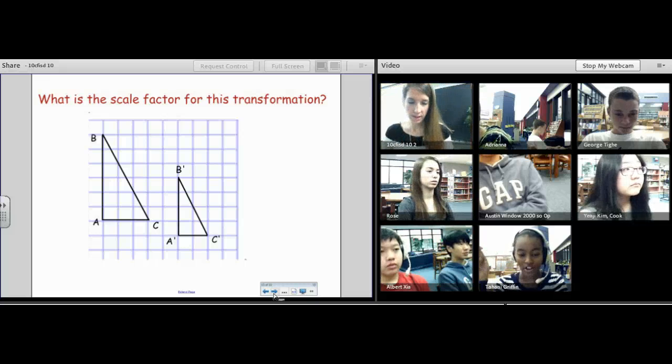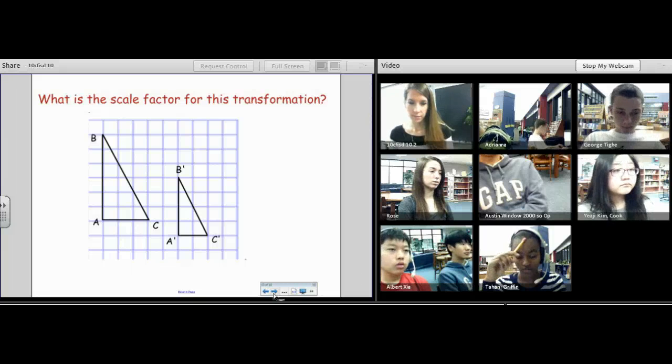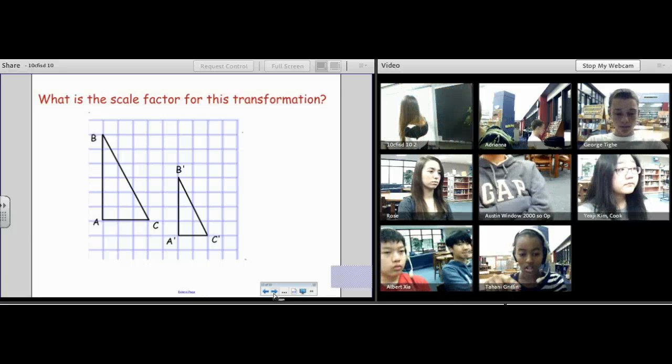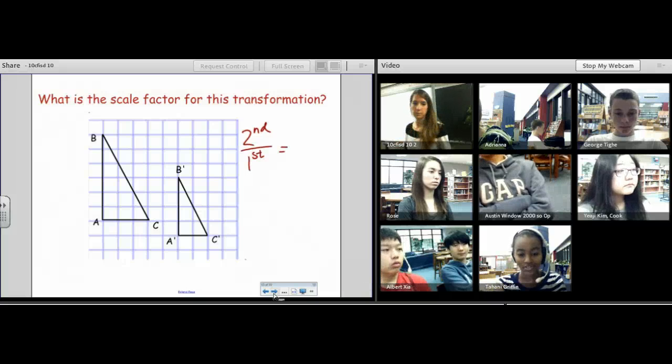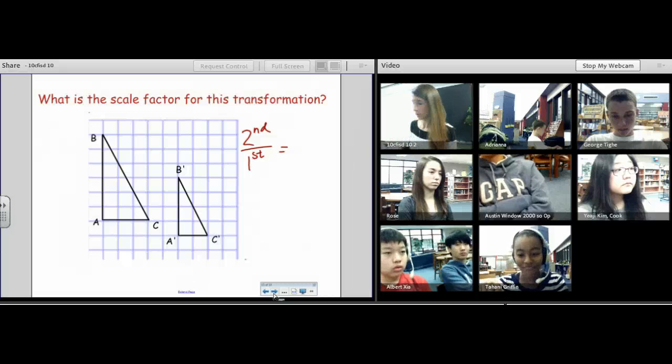Helaman, are you ready to be put on the spot? Your card's up. Can you tell me what the scale factor is for these shapes? Very good, very good. Not 3/2, but 2/3.